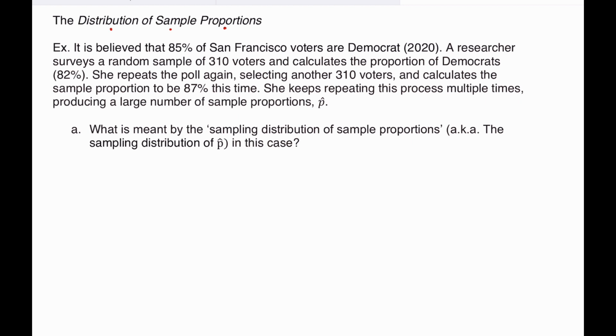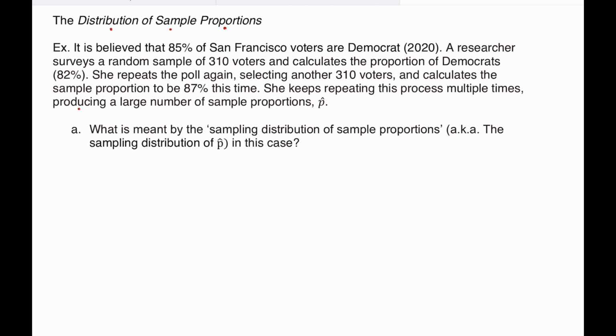She keeps repeating this process multiple times. So, in other words, she's taking samples of size 310 and calculating the sample proportion of Democrats, producing a large number of sample proportions p hat. So just a couple things before we move on.